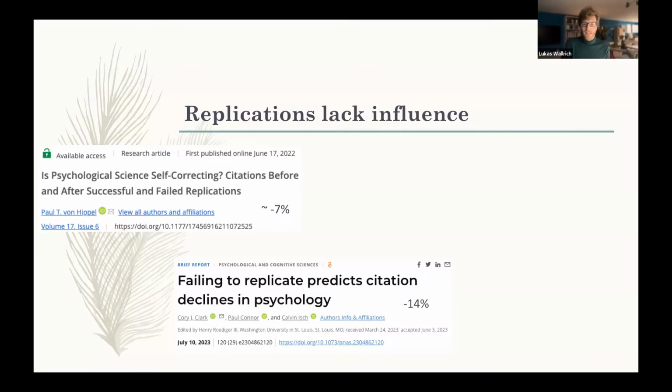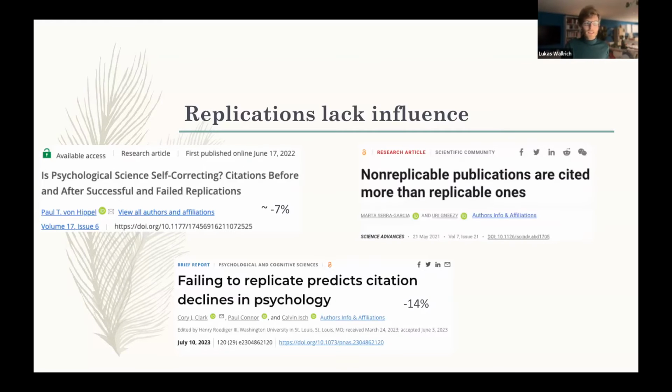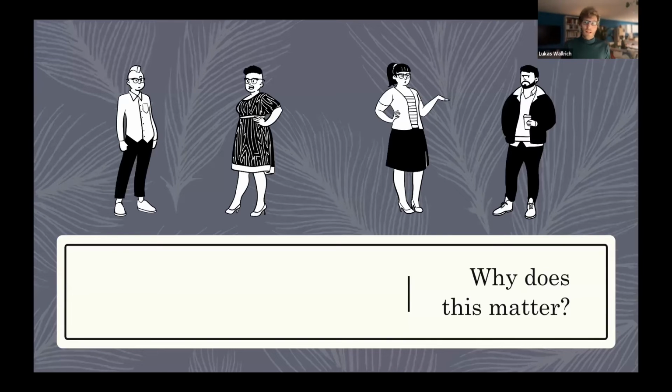I would expect that the situation is even worse in education, where effects that fail replication are likely to be promoted nonetheless. Unfortunately, I don't think there's any data on that. But there is data on non-replicable publications being more exciting and thus more cited in the literature. So why does this matter?